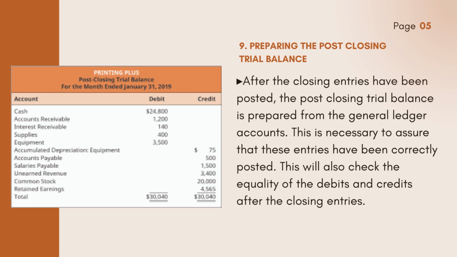So next is preparing the post-closing trial balance. After the closing entries have been posted, the post-closing trial balance is prepared from the general ledger accounts. So we have here the provided examples of preparing the post-closing trial balance. These are the accounts: cash, accounts receivable, interest. We also put here the debit and credit. Don't forget to put the title of the trial balance, which is the company name plus post-closing trial balance for the month ended January 31, 2019.